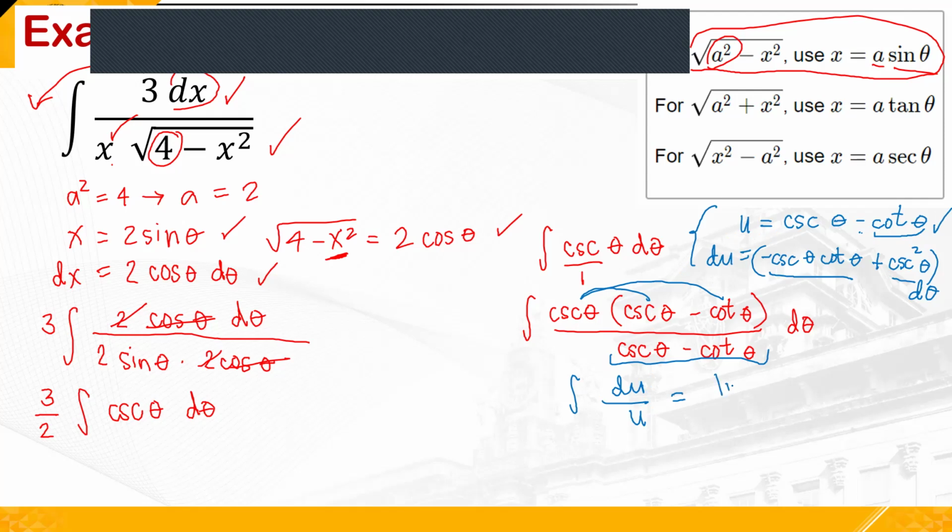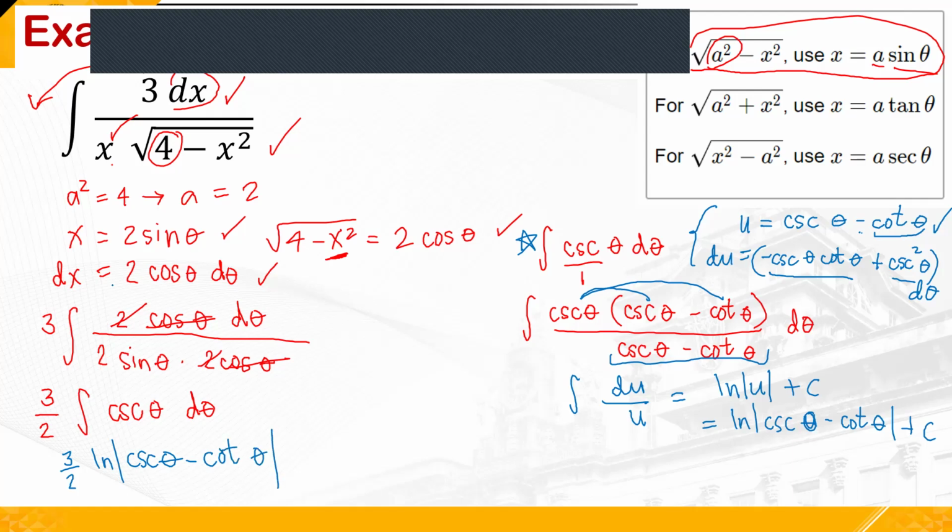Integral of that is just ln of u, which is ln of cosecant minus cotangent. Sorry, theta na pala to. Cosecant theta minus cotangent theta plus c. Okay, so that's it. That's a formula that we have just derived for the integral of cosecant. So 3/2 tapos ln cosecant theta minus cotangent theta.